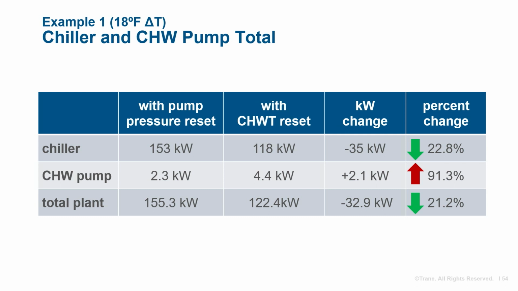Although the pump power increase is significant, total plant power drops by 32.9 kW or 21.2%. This example shows that in many situations, resetting chilled water temperature before pump pressure saves energy overall. Next, let's look at what happens when chiller plants are designed for low delta T's and high pump head.